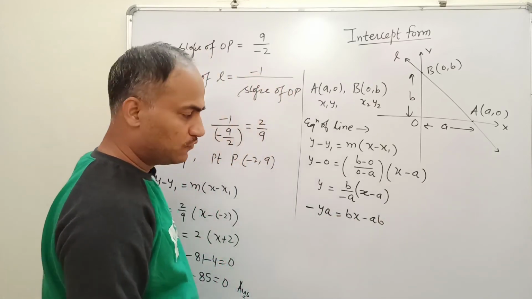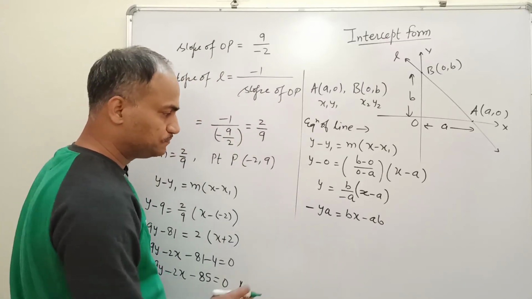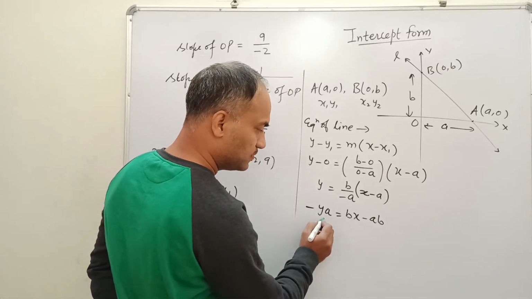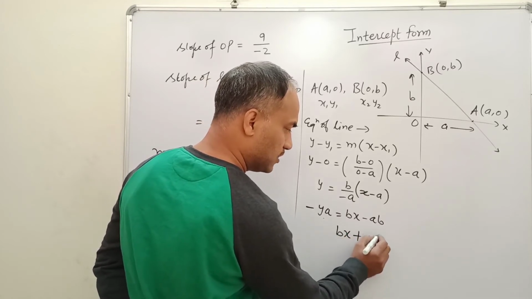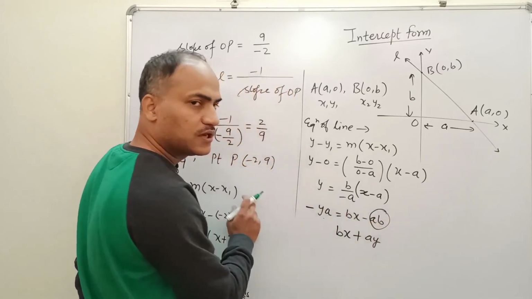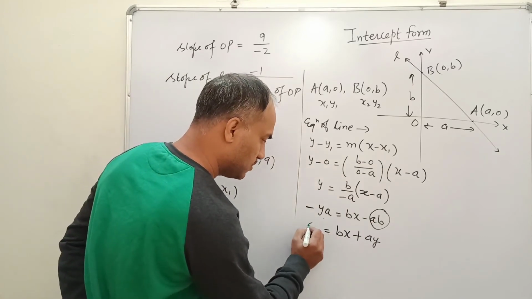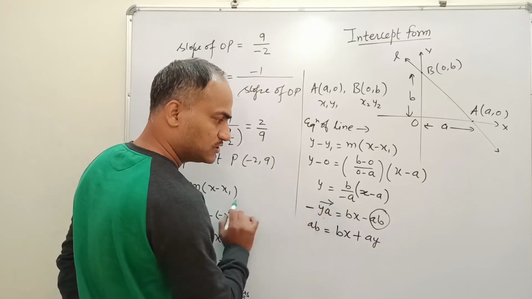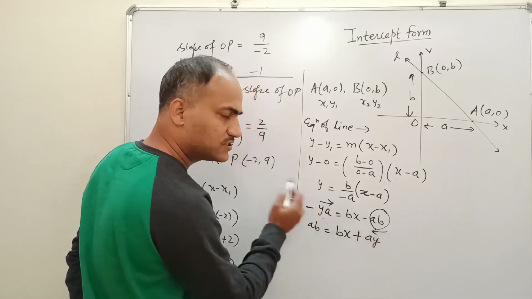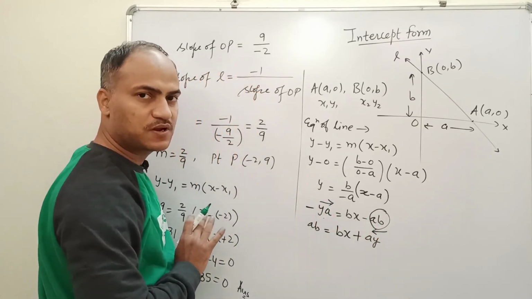Okay, now we have to bring all the terms at one side. So let us bring this term other side. So bx plus ay, this constant we can keep in other side. So this becomes ab. Okay, so what we have done, we have shifted this value other side and this ab left hand side. So we have got this expression.